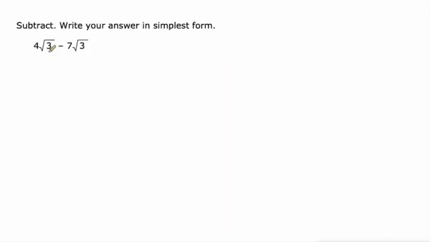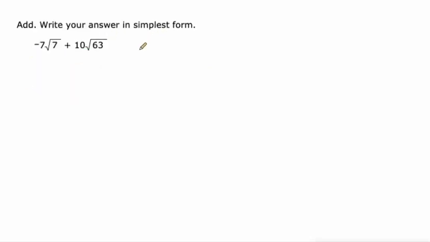All right, so same idea here. 4 minus 7 is negative 3. We can do that only when the radicals are the same. So negative 3 times the square root of 3 would be a simpler way to write that expression.